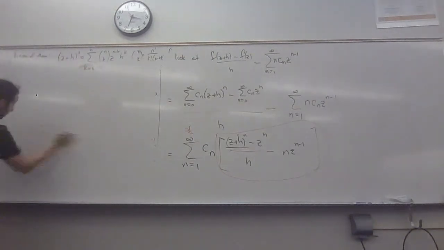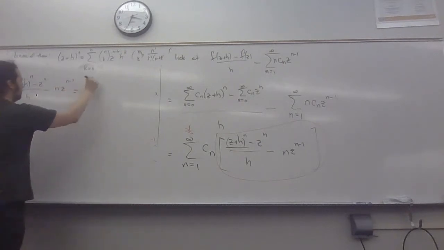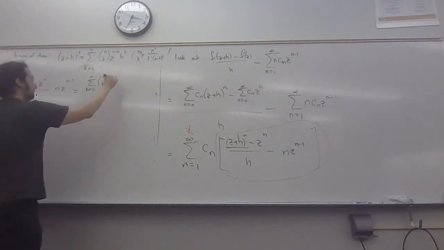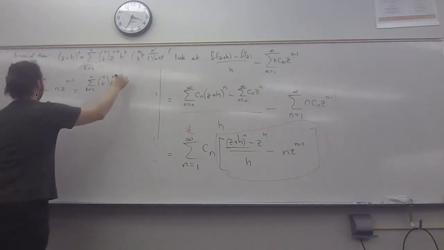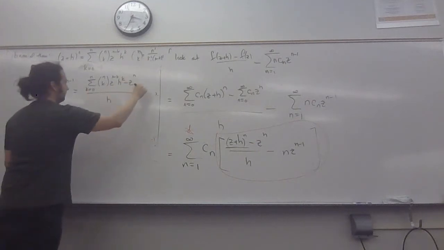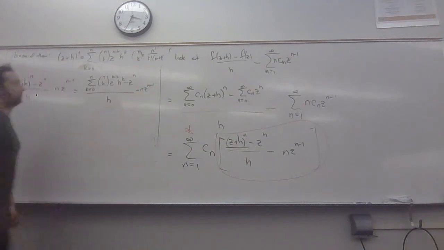Okay, so that thing, ((z plus h) to the n minus z to the n) over h, minus n z to the n minus 1, is going to be equal to the sum from k equals 0 to n of n choose k, z to the n minus k, h to the k, minus z to the n, all over h, minus n z to the n minus 1. You might think, okay, what have I actually gained by doing this?